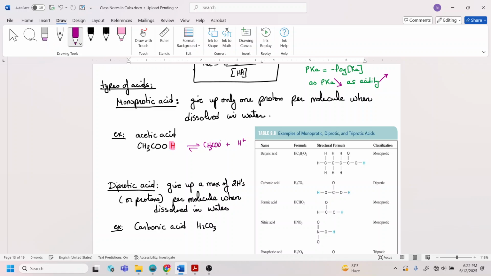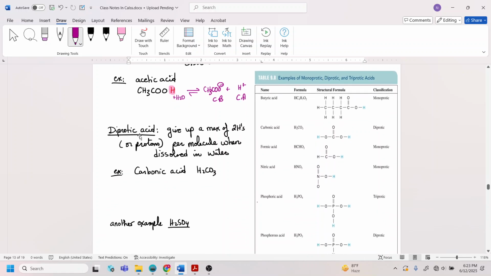CH3COO minus. This is going to be the conjugate base, and there is the conjugate acid in there. So monoprotic acids are acids that give one hydrogen per molecule when they are dissolved in water. So take this one, dissolve it in water. I did not write the water over here, but you can go ahead and write the water. The water is going to come take the hydrogen and become H3O plus. We simply represent it by an H plus and the conjugate base.